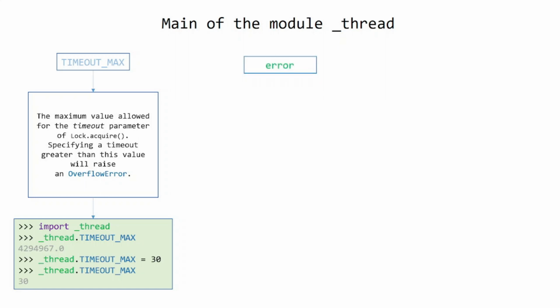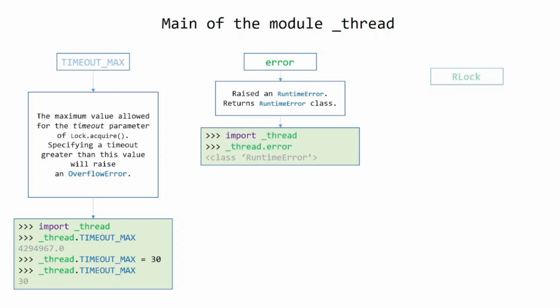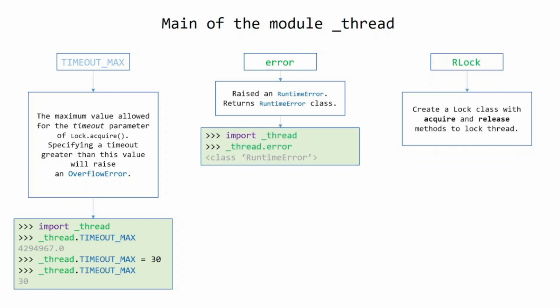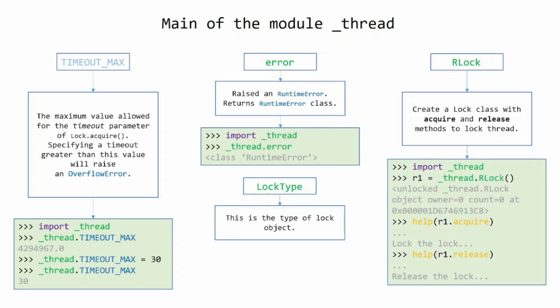The error class is raised as a RuntimeError and returns the RuntimeError class. The RLock class creates a lock class with acquire and release methods to lock a thread. The LockType class is the type of lock object.